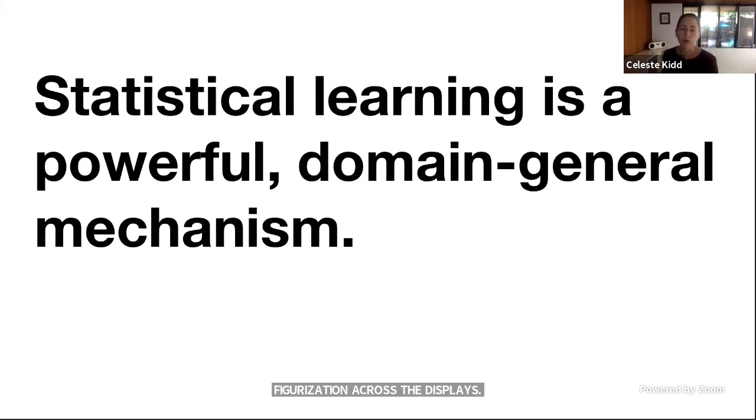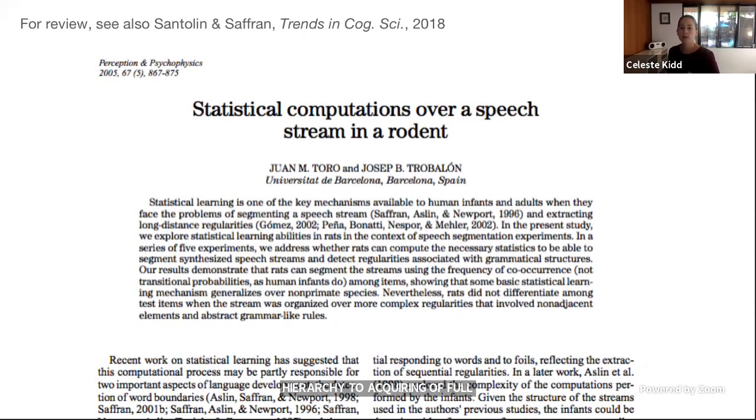Statistical learning is a powerful domain-general mechanism that can potentially explain a lot of great learning feats, including learning language. It's simple, it's powerful, and the concepts it allows you to learn can build over time, in the sense of building up a hierarchy to acquiring full-blown language. And we know that that ability is shared by many other species, including non-human primates, rats, songbirds, and many others. There's a great 2018 review by Chiara Santolin and Jenny Saffran that I'd recommend checking out. It came out in Trends in Cognitive Sciences in 2018.